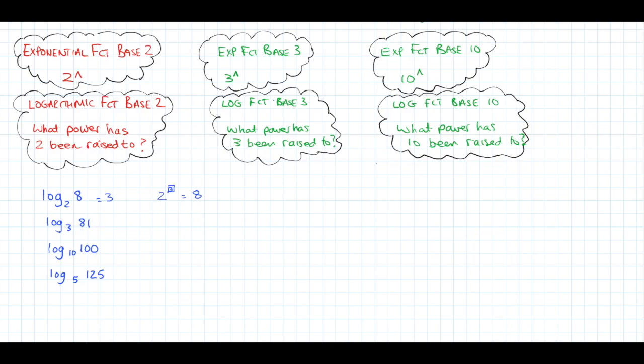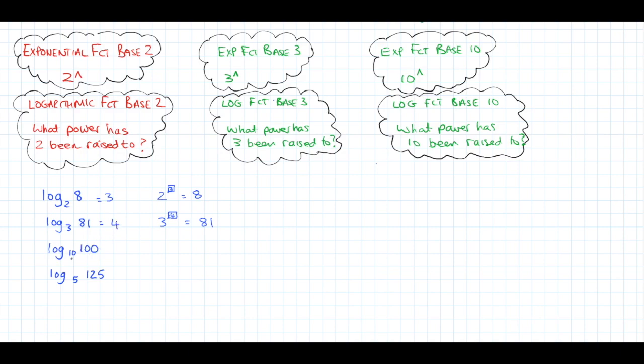Here we have log 81 to base 3. So logarithm base 3, what power has 3 been raised to give us 81? So 3 to what power is equal to 81? And it's 3 times 3 times 3 times 3. Now you can check that out if you're not convinced. 3 to the power of 4 is equal to 81. So that is equal to 4.